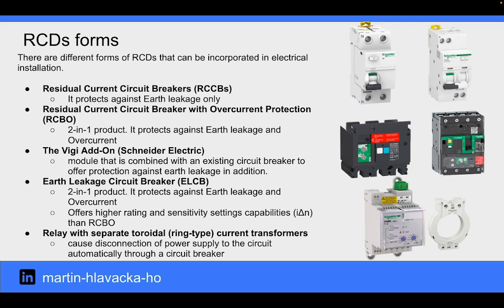And the fifth form of RCD is a relay with separate toroidal current transformers that cause disconnection of the power supply to the circuit automatically through a circuit breaker.